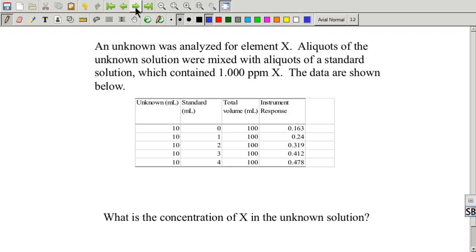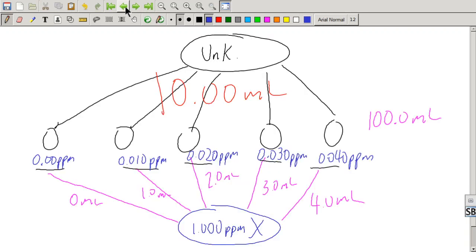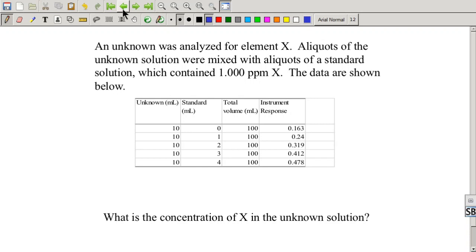And so what we can do is set up another spreadsheet. And actually, you can set this all up in one spreadsheet if you want to. It's pretty easy to do. You can just translate the data over. I want on my x-axis, I could set up a column here, ppm added X, and then I can translate over my response. I just copy these values over into this column, and then I can just set up a calculation.